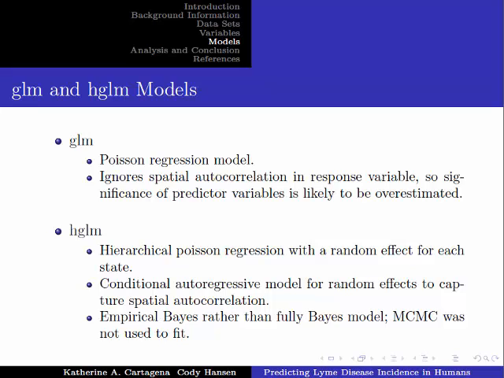Generalized linear models do not take spatial autocorrelation into account, so the significance of every predictor is likely to be overestimated. Hierarchical generalized linear models do contain a random effect for each state, which means fewer predictors will be significant. In essence, the GLM pretends as if the states are in a vacuum and do not affect one another, while the HGLM allows the states to affect each other. And because the GLM does not take state proximity into account, significance of predictor variables is likely to be overestimated.